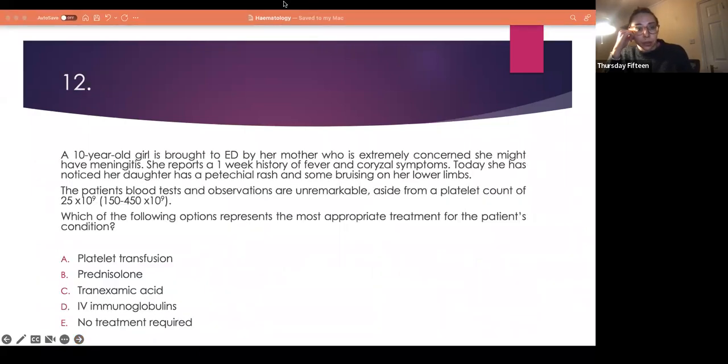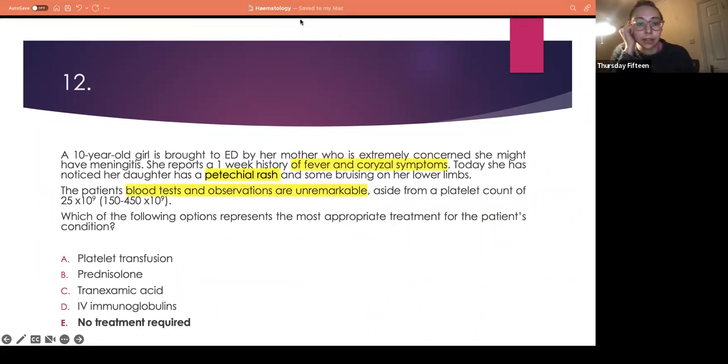Cool. Question 12. So I'll just get the poll for that. Sorry, my thing's disappeared. Oh, I've shown you the answer anyway. We won't bother with the poll for question 12.